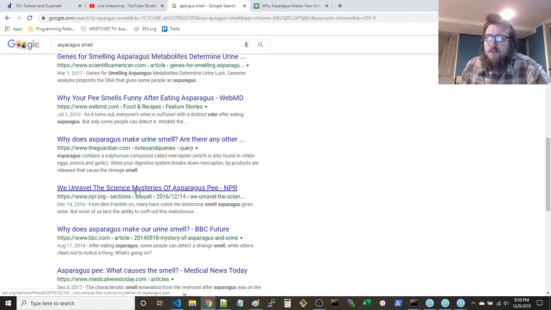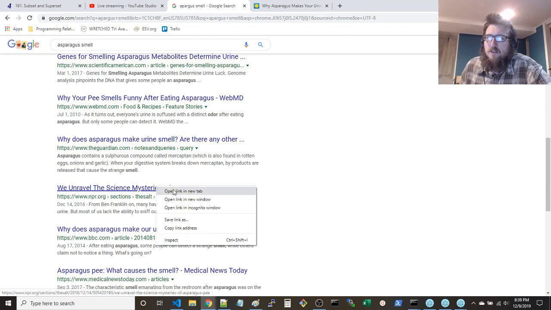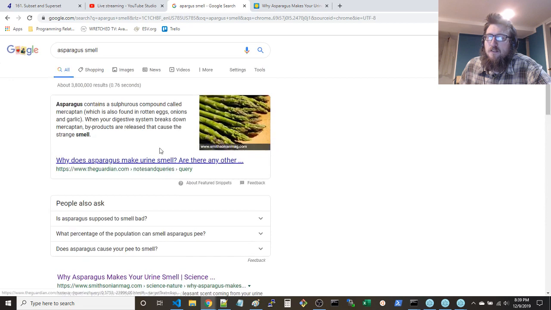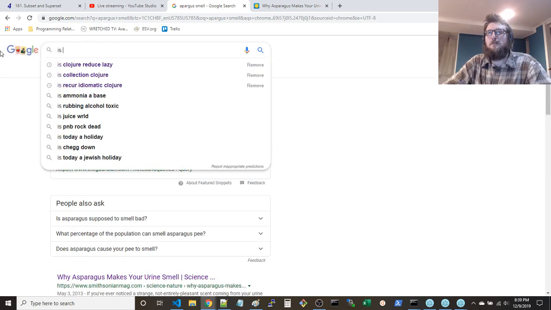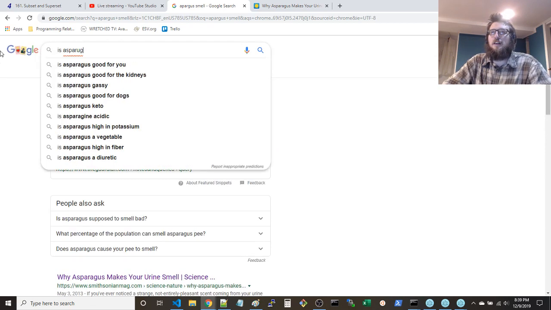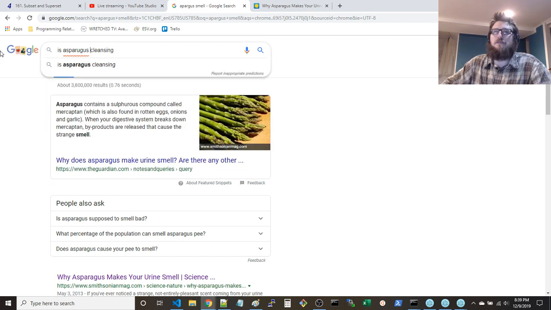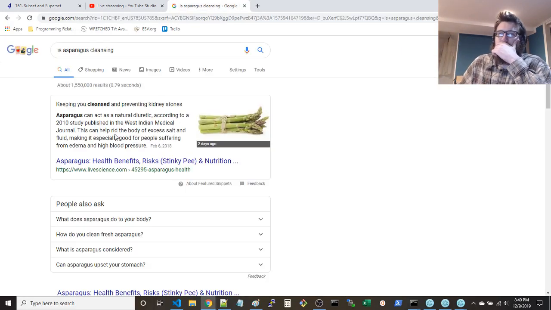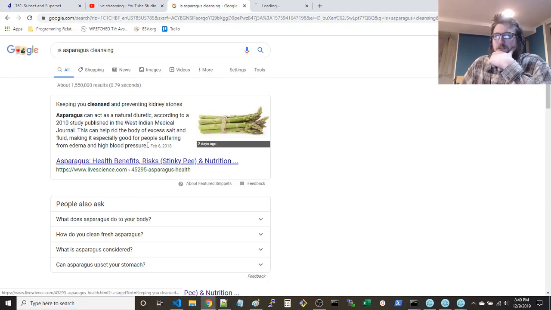Interesting. Cause of the smell, The Guardian. Is asparagus, so maybe that actually doesn't sound good. Cleansing. Also asparagus cleansing. The health benefits, that's what I want to know.